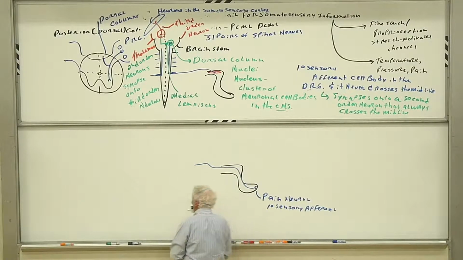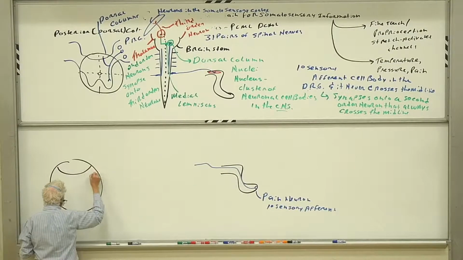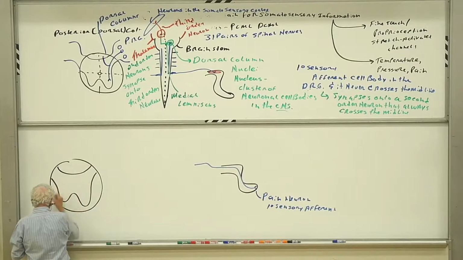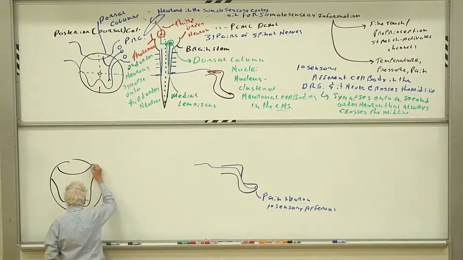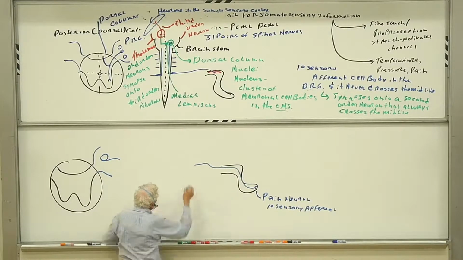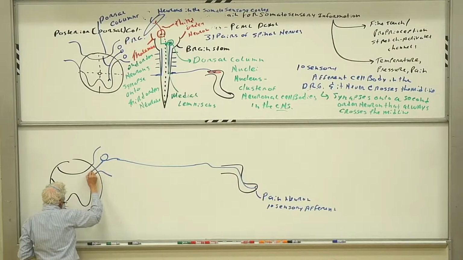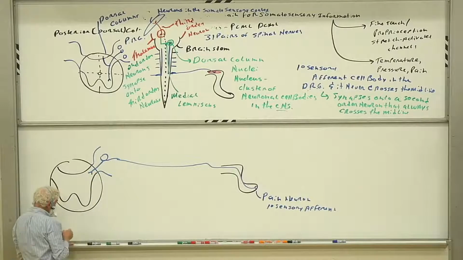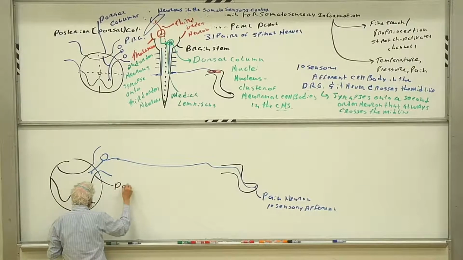First, let me draw this as a cross-section. Here's the cross-section, here's the gray matter. This is the dorsal root ganglion. It has a neuronal cell body here. This cell body will be connected to this pain neuron. I may as well just draw it in. This neuron comes into the spinal cord. Now, immediately after entering the spinal cord, it forms a synapse. So it forms a synapse in this region called the dorsal horn.